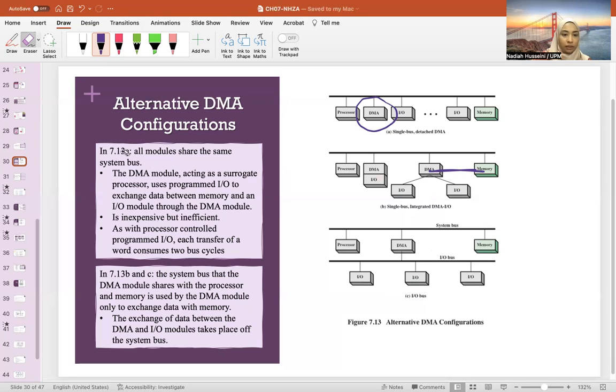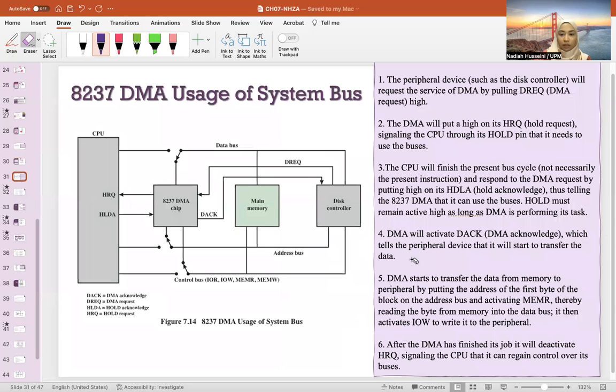So in 7.13a, all modules share the system bus. And in 7.13b and c, the system bus that the DMA module shares with the processor and the memory is used by the DMA module only to exchange data with memory. The exchange of data between the DMA and I/O module takes place off the system bus. So this is like a separate system. The DMA only interacts with the memory and the processor because the I/O is now only connected to the DMA. Okay, so this is a lot.